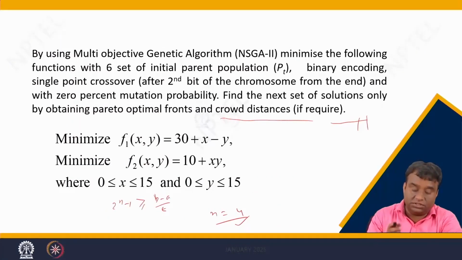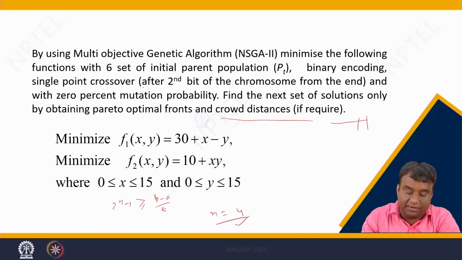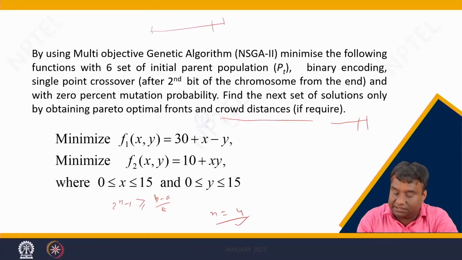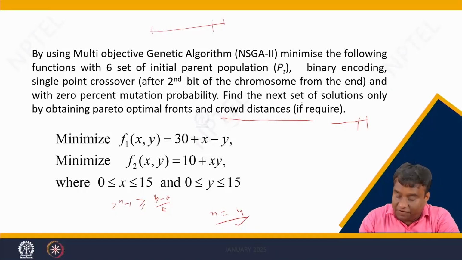Now consider another question: by using a multi-objective genetic algorithm, basically NSGA-II, minimize the following function with 6 set of initial parent populations PT. We have to do binary encoding, single point crossover after the second bit of the chromosome from the end. So from the end, we are considering the less significant bit, and with zero mutation probability, find the next set of solutions only by obtaining parent optimal front and crowd distances if required.